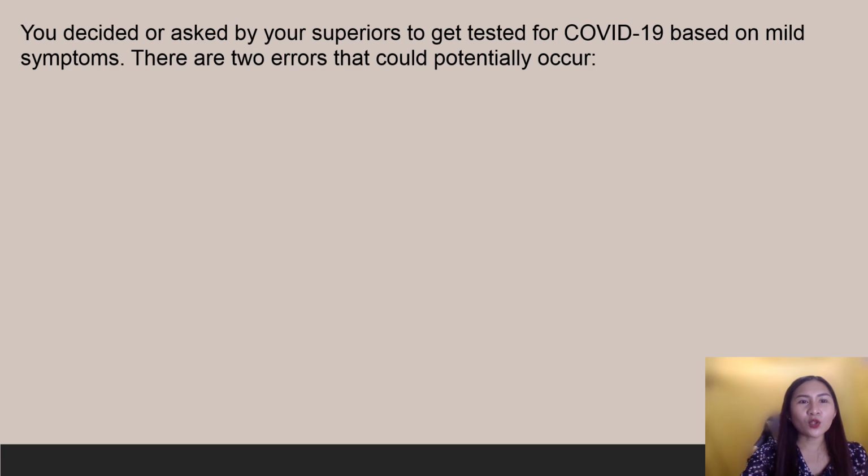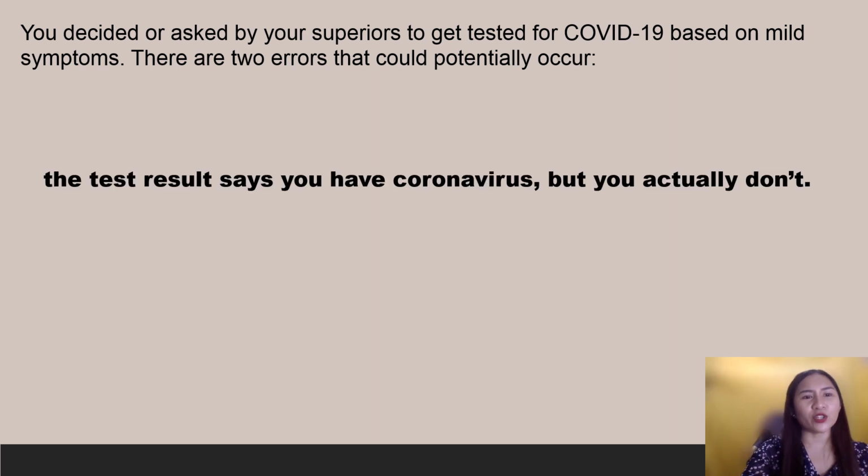Now, I am very excited to give this example because this is very timely and relevant to our current situation. This is the scenario: you decided, or were asked by your superiors, to get tested for COVID-19 based on mild symptoms like coughing, having colds, sneezing. There are two possible errors that could potentially occur. Now, what are the two possible errors?